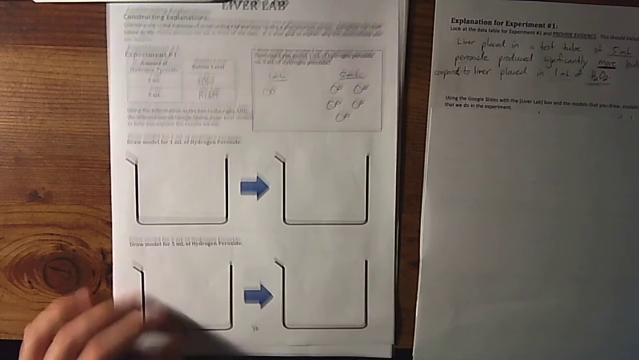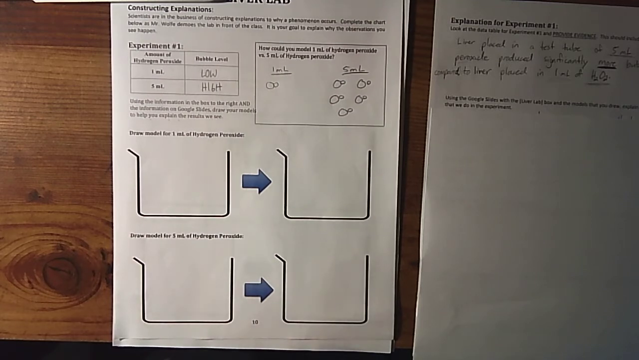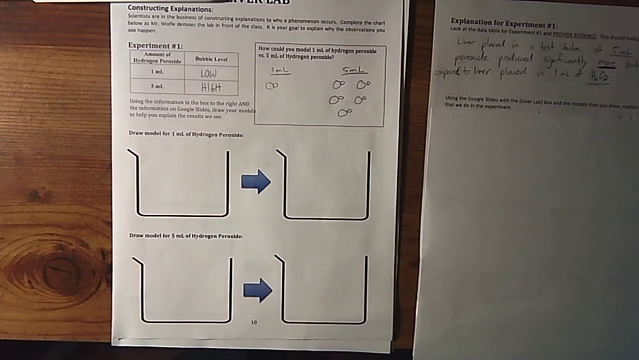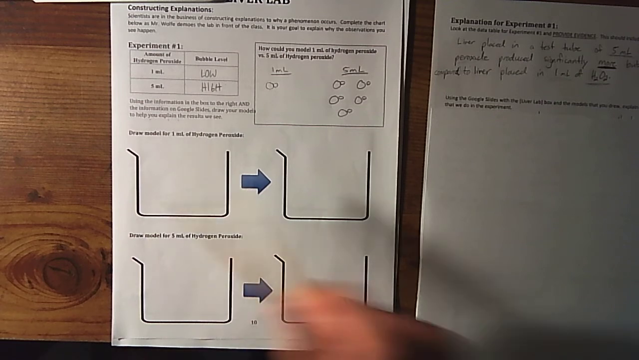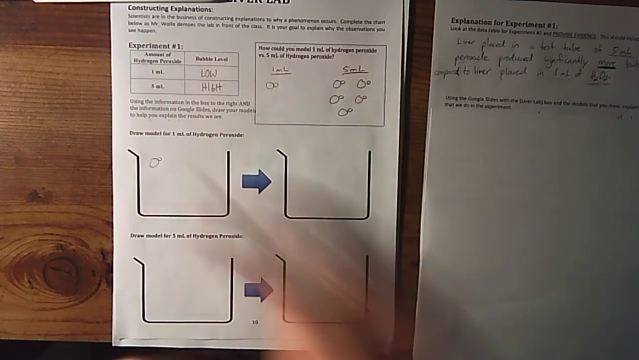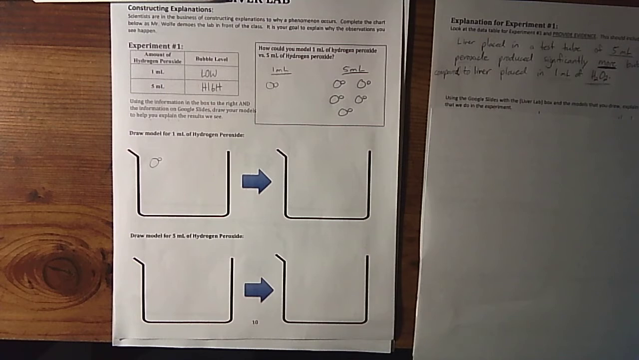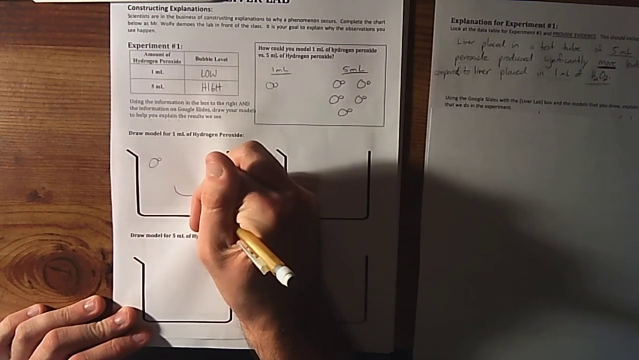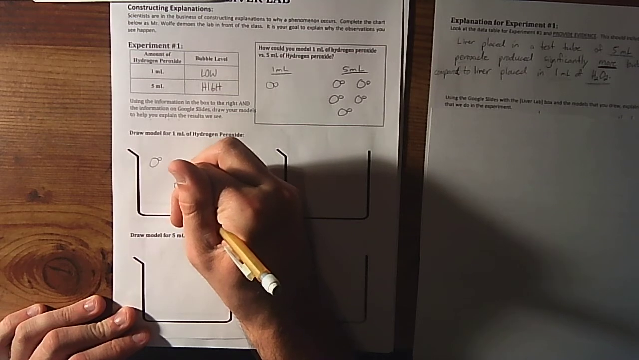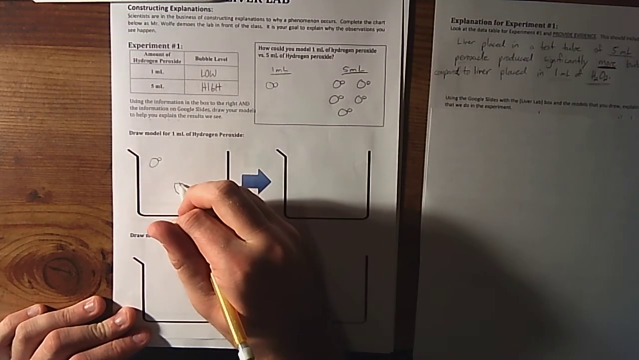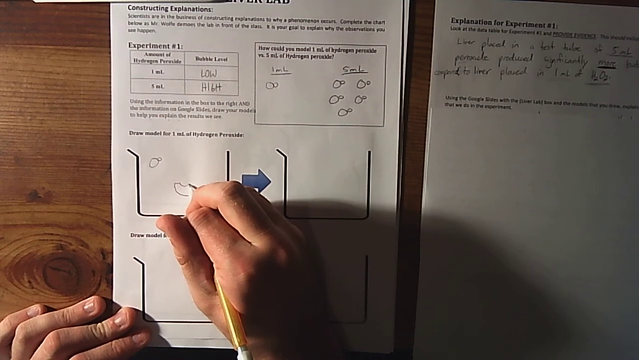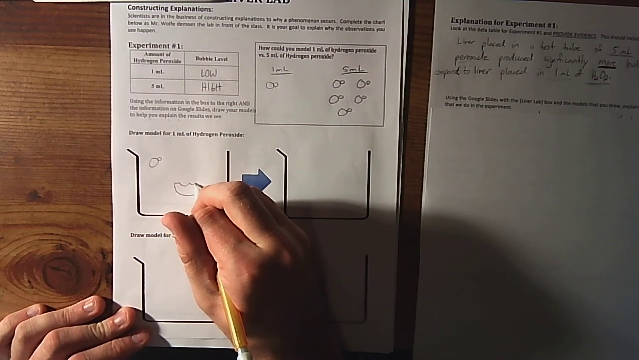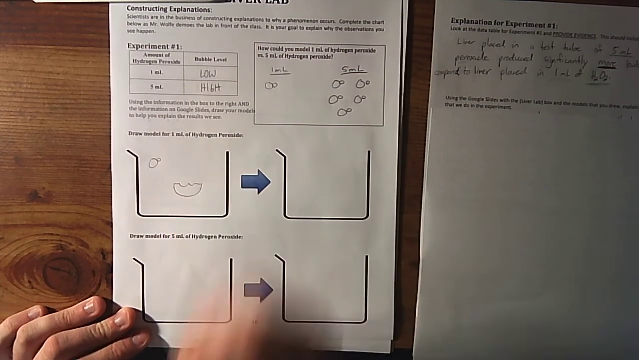Then we go down to our model, and it says draw a model for 1 milliliter of hydrogen peroxide in terms of what was happening in my reaction. And so if I had 1 milliliter of hydrogen peroxide, I'm going to draw 1 milliliter of hydrogen peroxide. Now I also know that in my test tube I had liver. And specifically, in the liver, what we care about is the enzyme called catalase. And I know that if it's acting on my hydrogen peroxide, it's going to have that active site where that hydrogen peroxide could bind perfectly to it, and then it could split it apart.